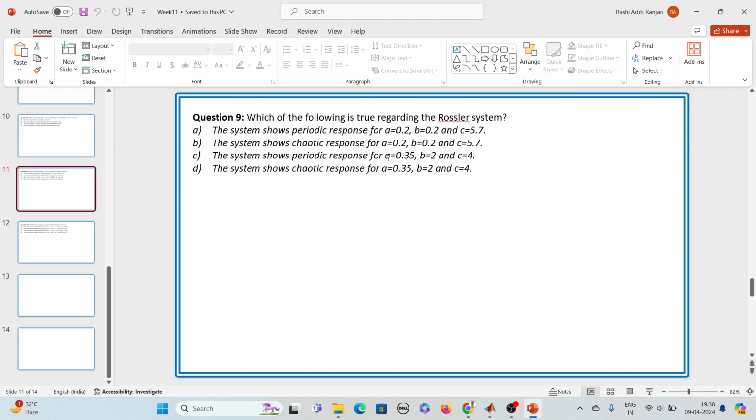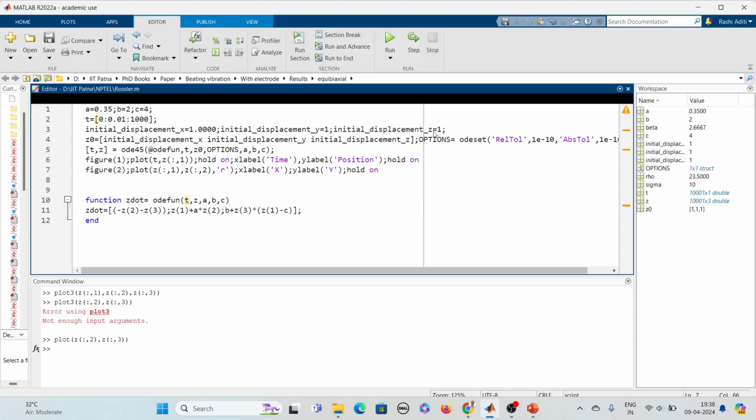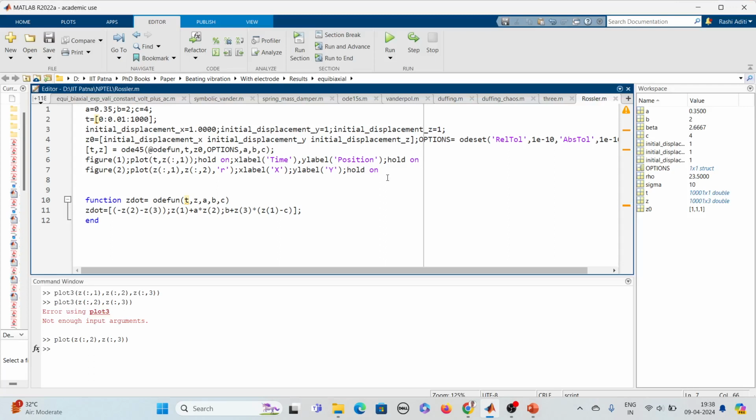Okay, so this is my question. I have the parameter values that are given to me, and I have to see whether my system is actually periodic or chaotic. So I'll just go to MATLAB. I've already written the code, however, you can see this code and you can write it on your own and then try to solve it.